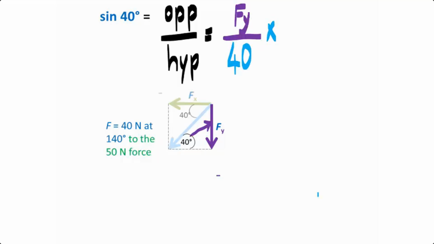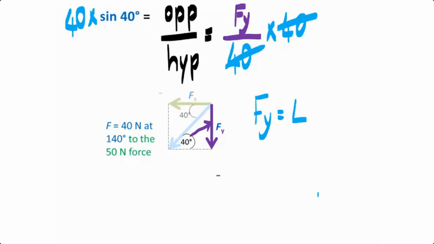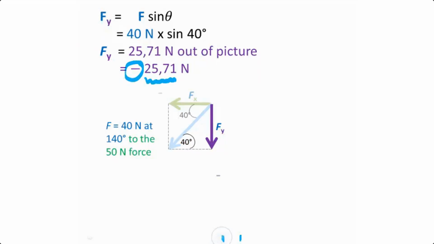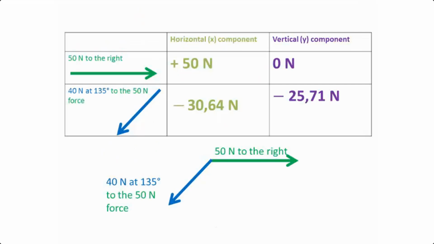We multiply both sides by 40 to clear the fraction. So we get Fy is equal to 40 sine 40. Put this on your calculator and you will find the same answer as what you found before. Again, 25,71, and the direction again is negative. We put that information in here. 25,71 Newton magnitude, direction is negative.